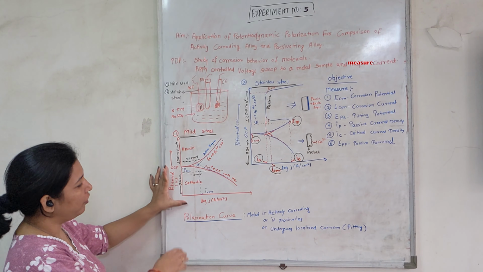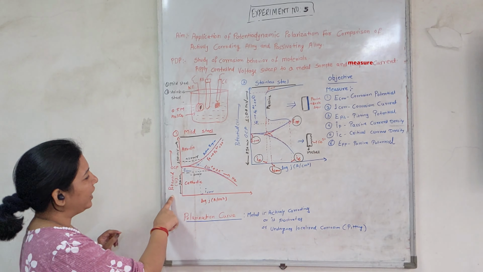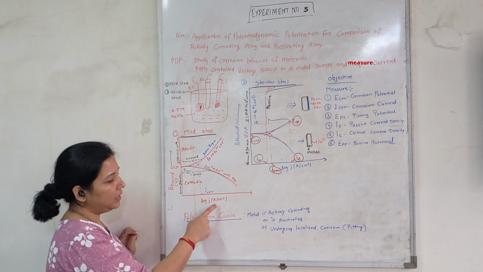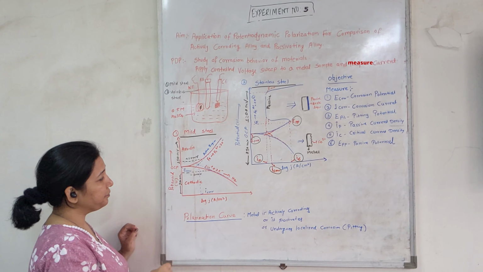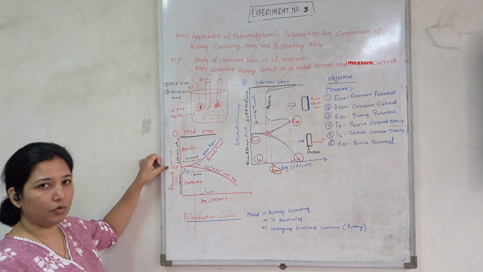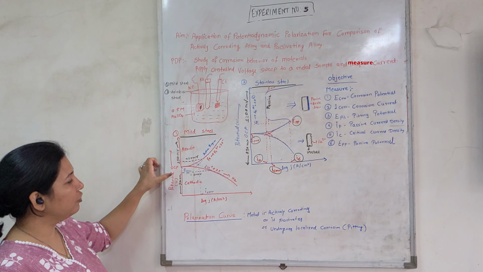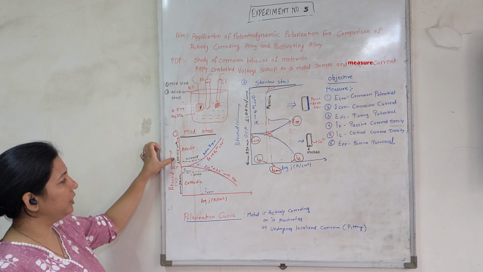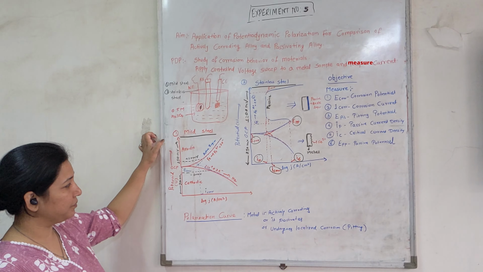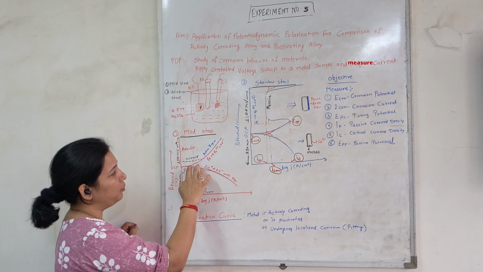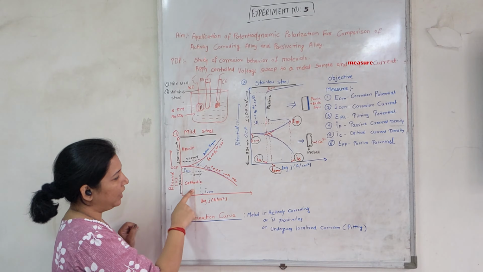So this is the plot for mild steel, in which the y-axis is potential and the x-axis is current density in ampere per centimeter square. First of all, to get this curve, you have to first find out the OCP, and then you apply 250 millivolt potential toward the cathodic side and 250 millivolt toward the anodic side. So you can see that the plot is divided into two parts: one is the anodic region and one is the cathodic region.